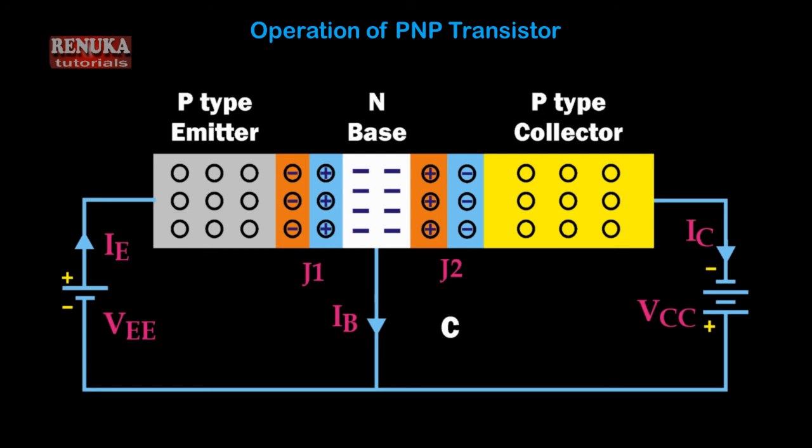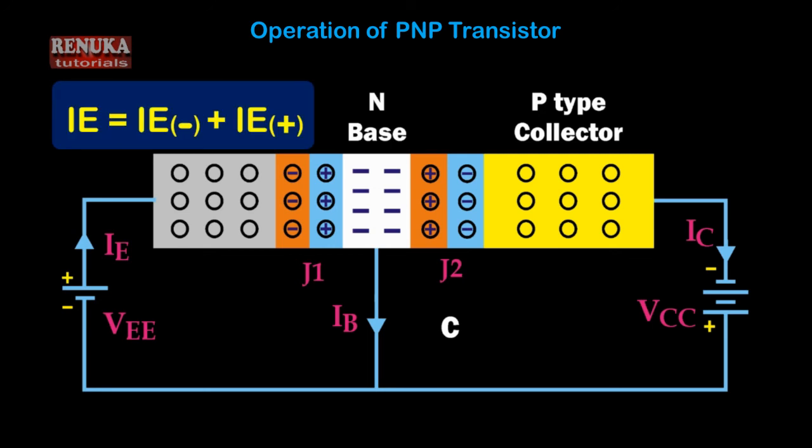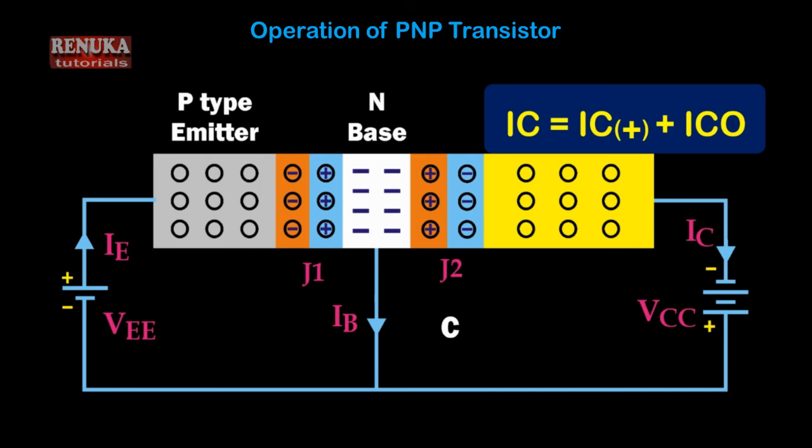Here also the net current in the emitter will be comprised of both charges, the electrons as well as the holes. But here, as the emitter is of P type, the holes are the majority charge carriers while the electrons are minority charge carriers, and the current due to the minority charge carriers is very less, so all the current in the emitter will be considered as due to the holes only. The collector current is also comprised of two components, the collector current due to the holes and the reverse leakage current in the collector due to thermally generated electrons, that is negative charge carriers.